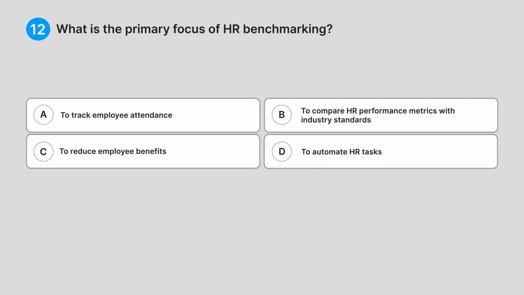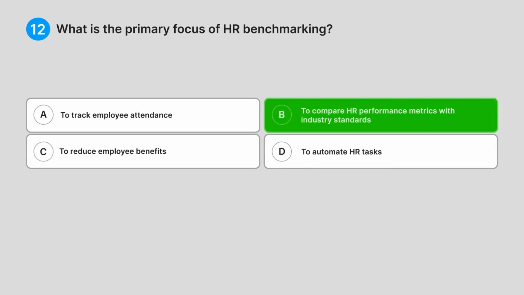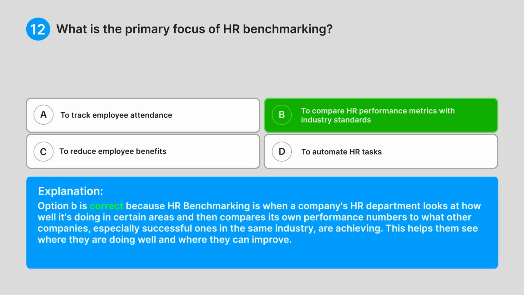Correct answer, B. To compare HR performance metrics with industry standards. Explanation. Option B is correct because HR benchmarking is when a company's HR department looks at how well it's doing in certain areas and then compares its own performance numbers to what other companies, especially successful ones in the same industry, are achieving. This helps them see where they are doing well and where they can improve.